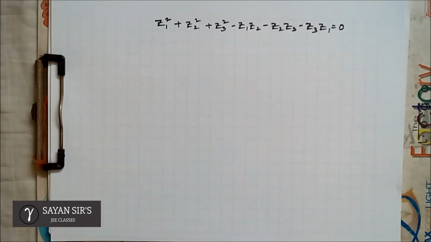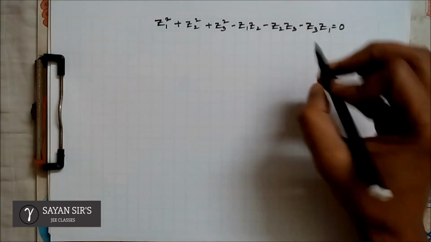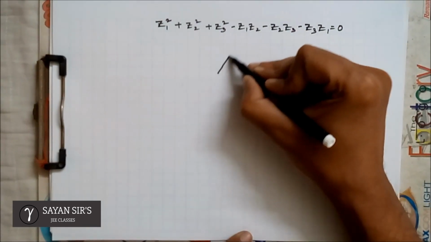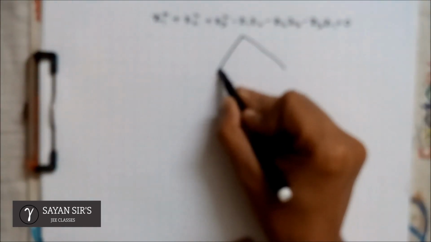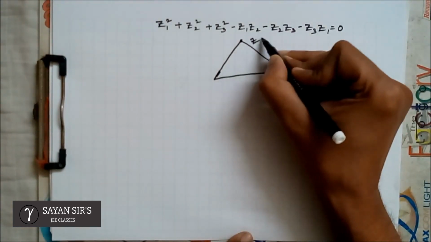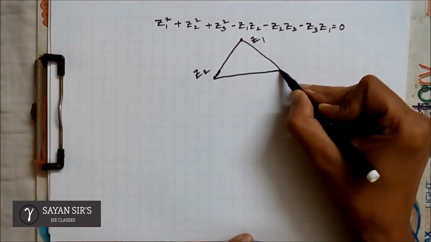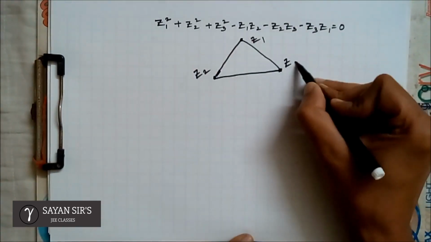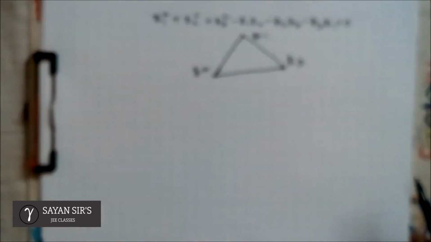So here's a problem from complex numbers. We have been asked to prove that if we have a triangle whose vertices are represented by the complex numbers z1, z2 and z3, that triangle will be an equilateral triangle if this property is satisfied. So this is what we have to prove.